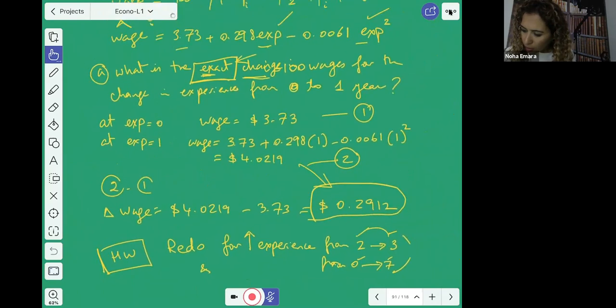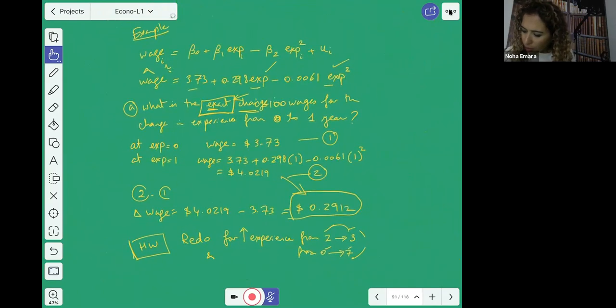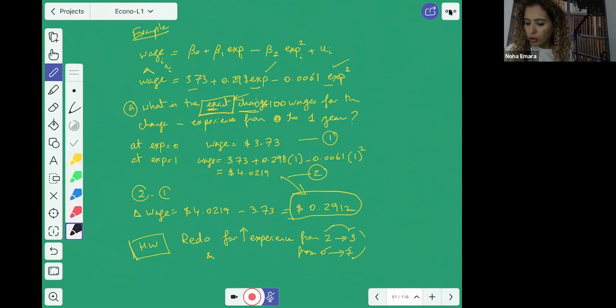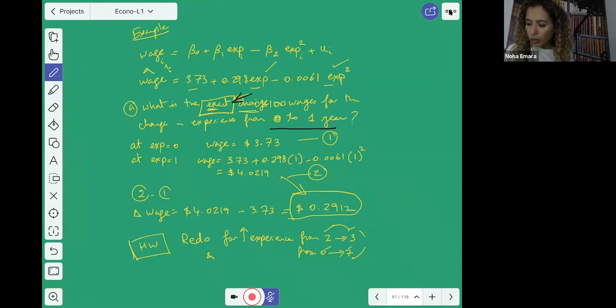Okay, so this was the model. We had two types, an exact change and an approximate change. What I did for you is I did it for the change in experience from 0 to 1 years. I did it by the exact change where you plug in the 1 squared, right? And you subtract it from the model where you have the 0.